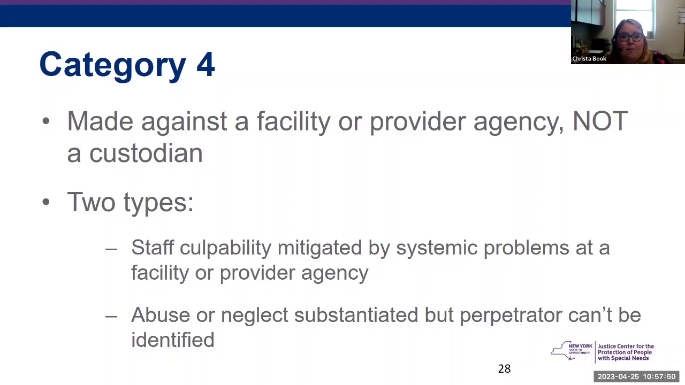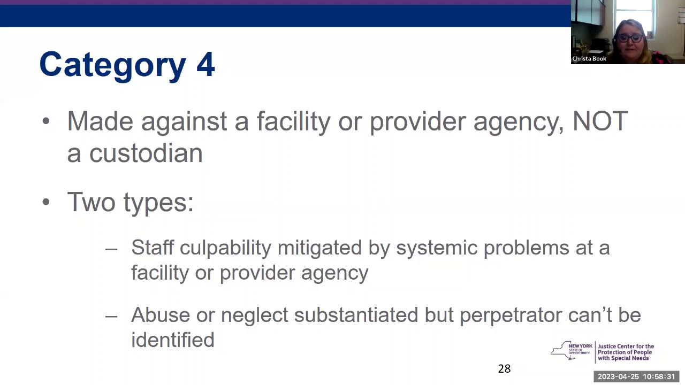So one is staff culpability is mitigated by systemic problems at a facility or provider agency, meaning that things are of such a state that it can't possibly come down to it being just one person that's involved here. There's multiple levels of problems that are systemic and may stem from various different reasons. Or there's abuse and neglect that would be substantiated, but the perpetrator can't be identified despite a thorough investigation.